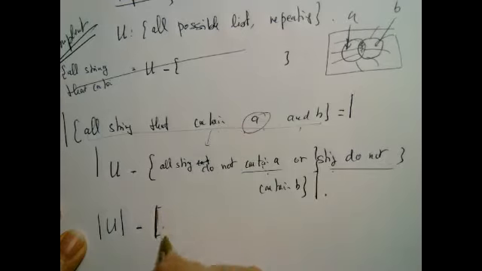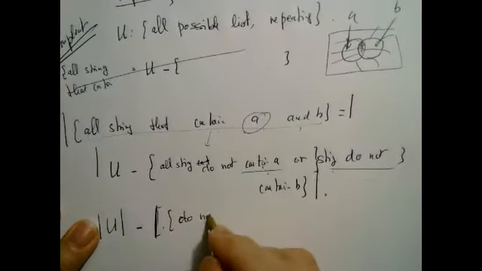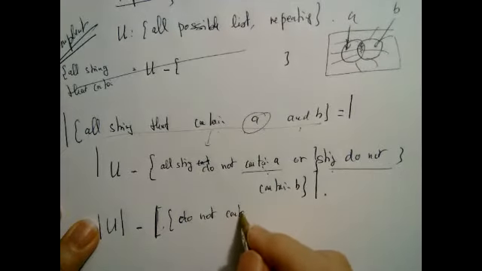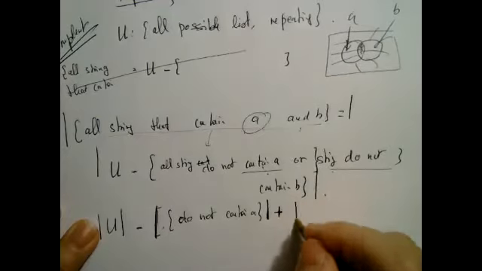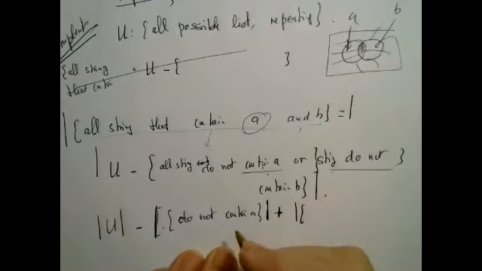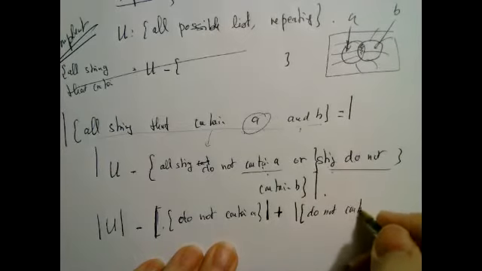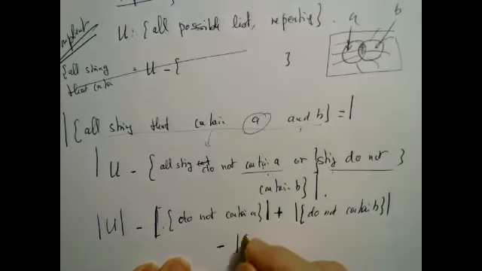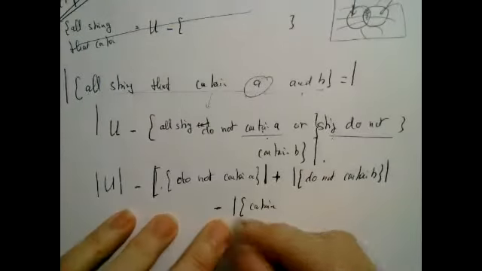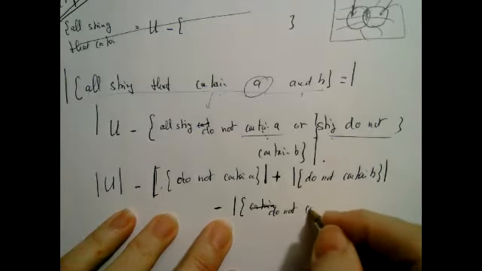What's their cardinality? It's those that do not contain A, plus those that do not contain B, minus those that do not contain A and B. You don't have to write this down because the solution will be up there.